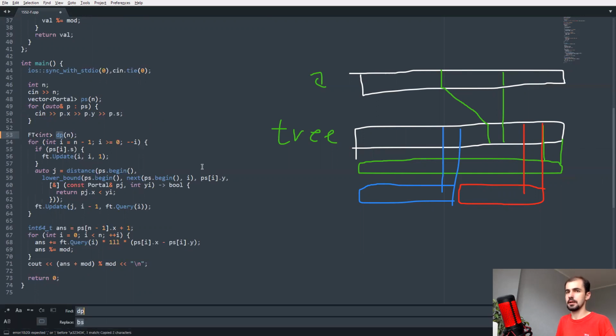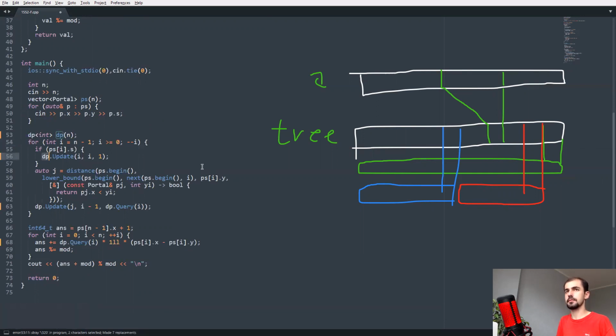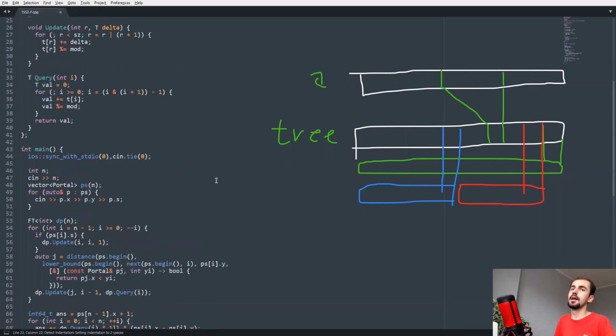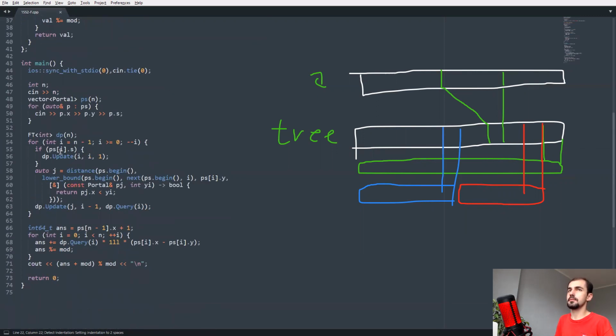DP. Case sensitive. So when we iterate backwards, we update if originally the i-th portal is active. It means that we will always use it. And we update segment from i-th element to i-th element, but you get to do what you get to do. And then we binary search for j0 of i, if you remember the notation.